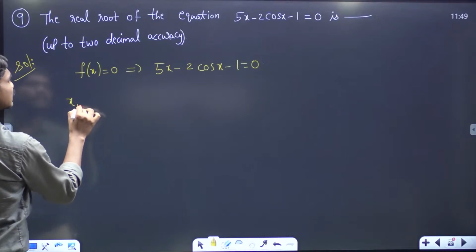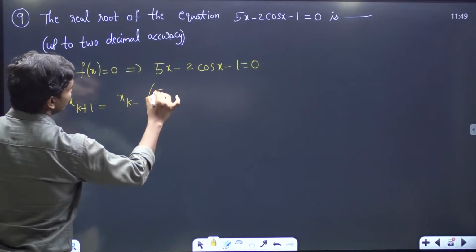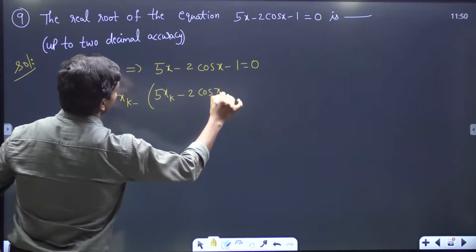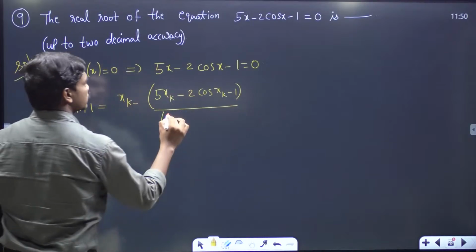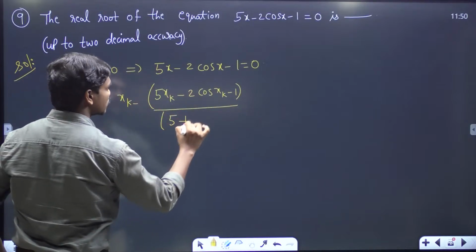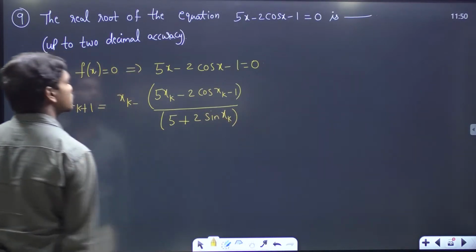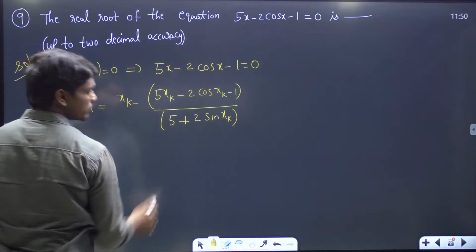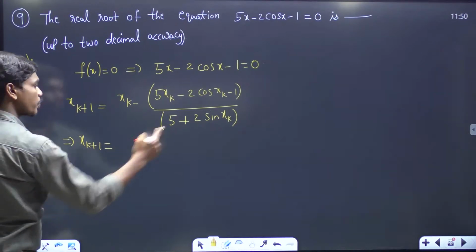So let us generate this iteration formula. x(k+1) is equal to xk minus f of xk, so (5xk minus 2 cos xk minus 1) divided by the differentiation of this, 5 plus 2 sin xk. This is what we have. Correct? Because the derivative of this is 5 minus 2 into minus sin x, so this becomes plus.